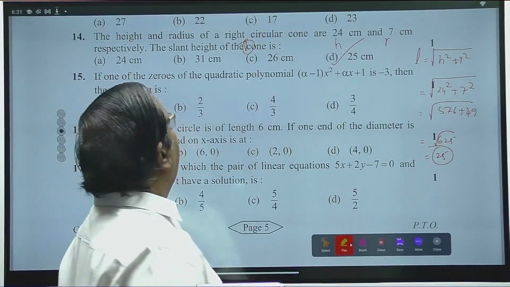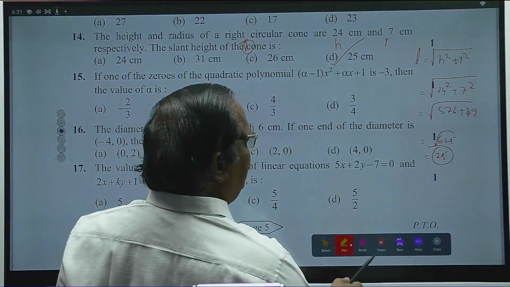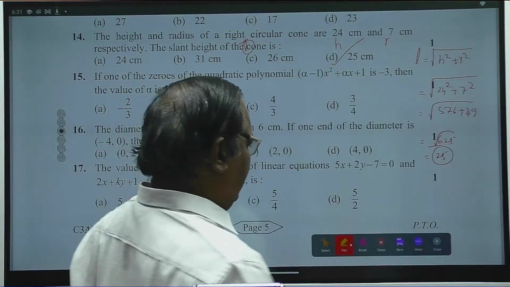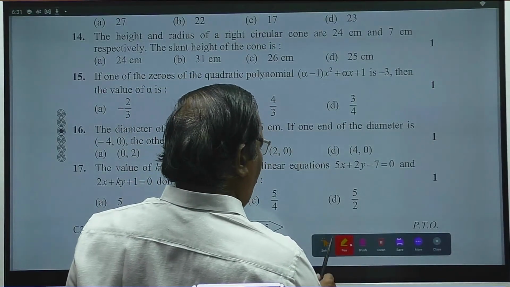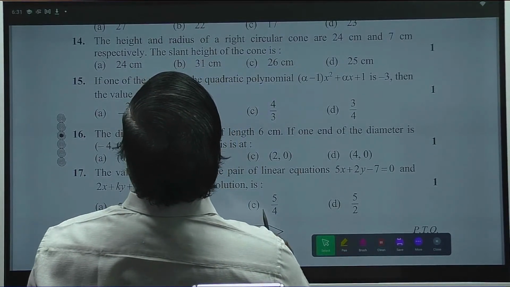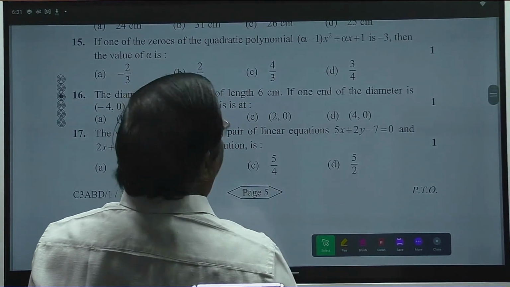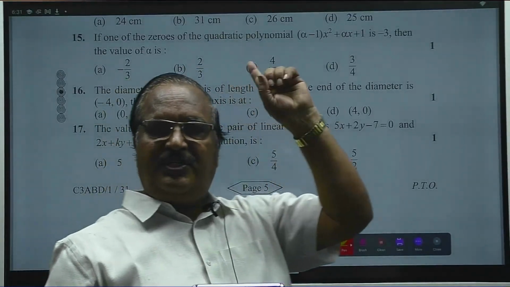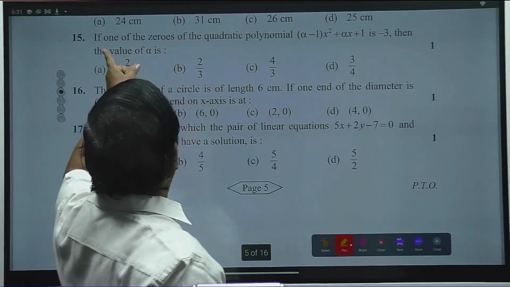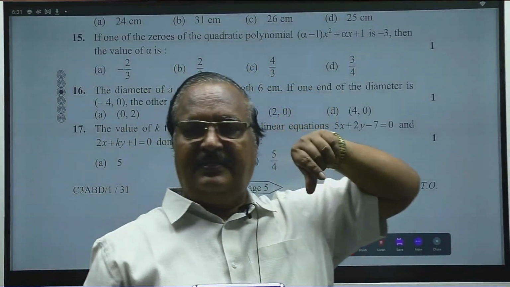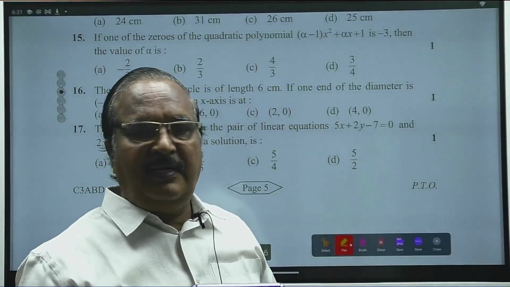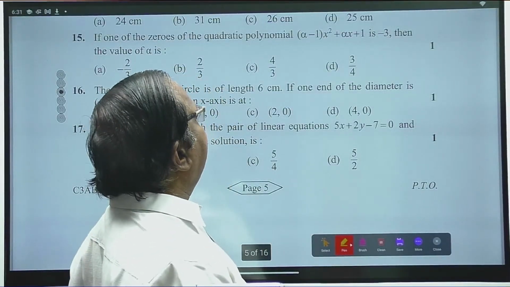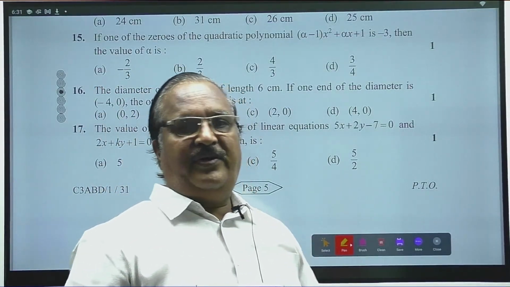So now let us go to one more question. Question number 15. Again, one more question from the polynomials. The first question was also polynomials, and now one more question has come from the polynomials. Small chapter. Yes, you are right, D.